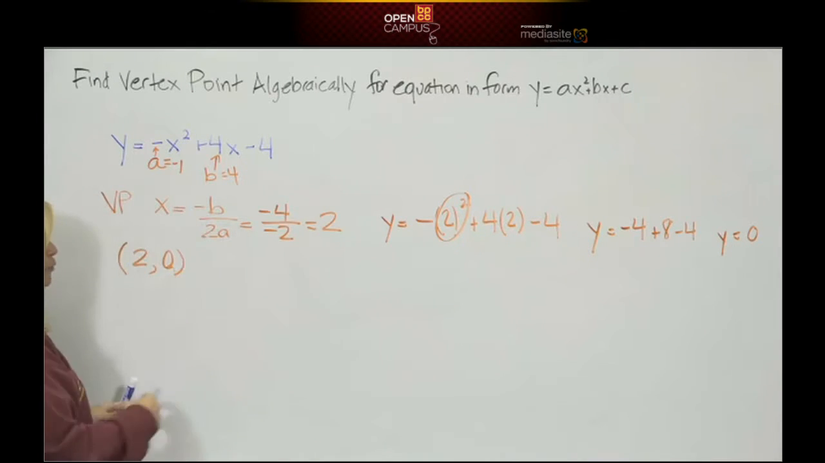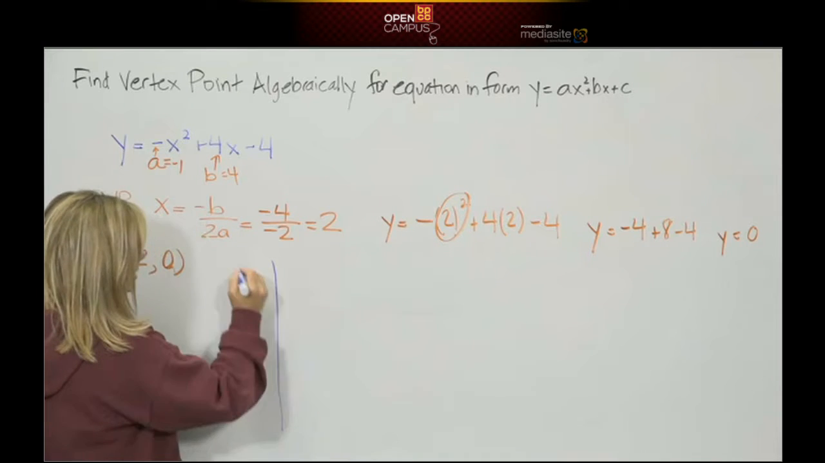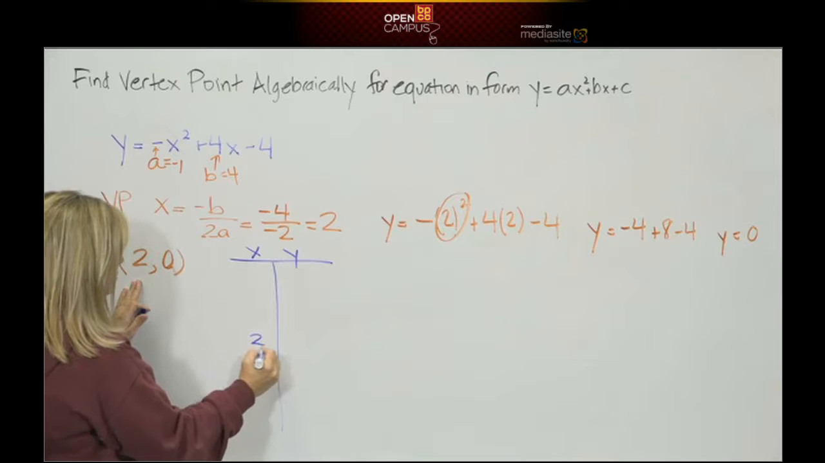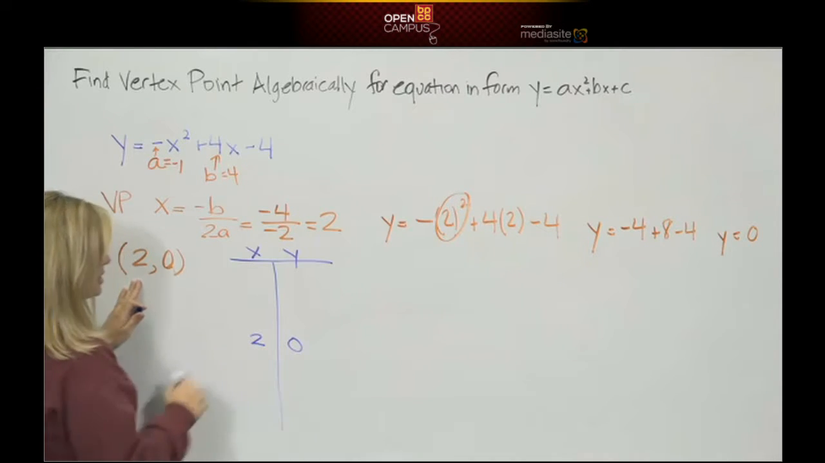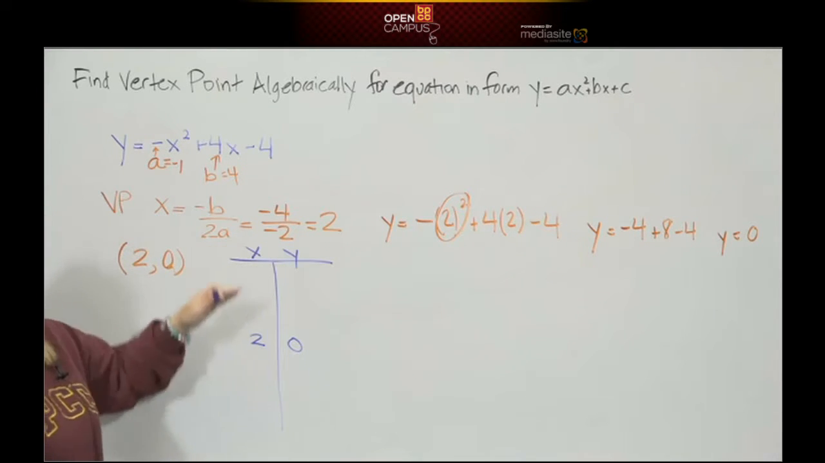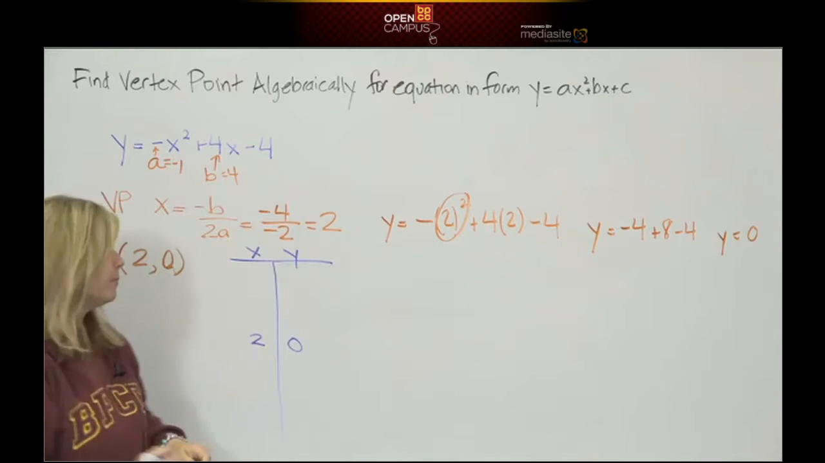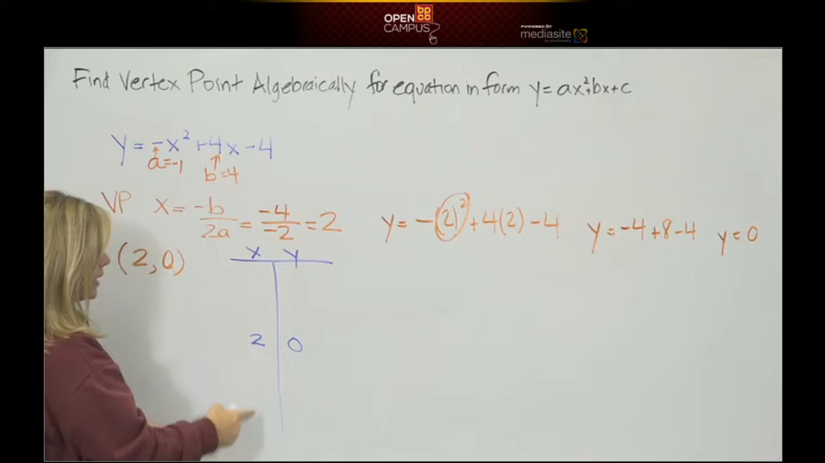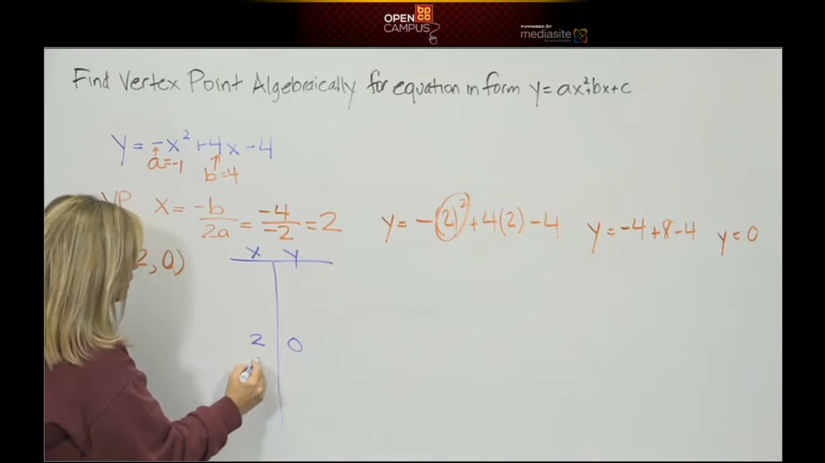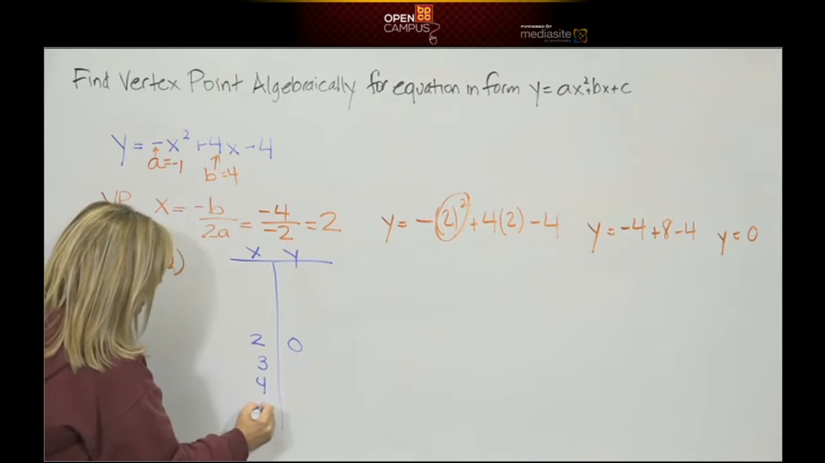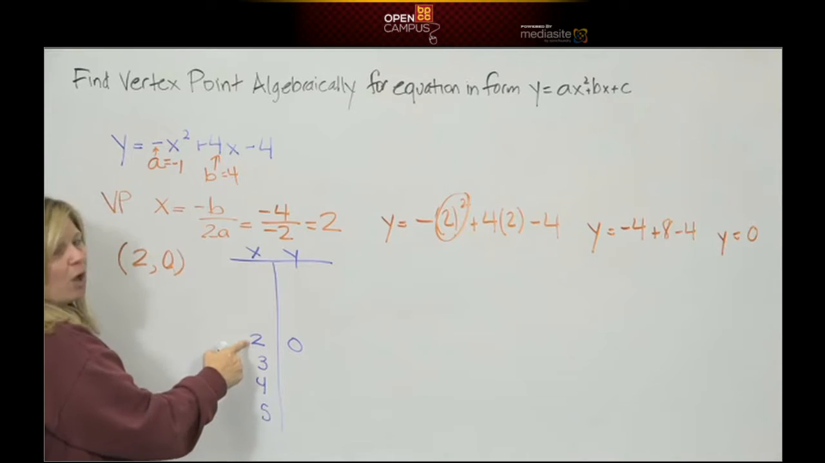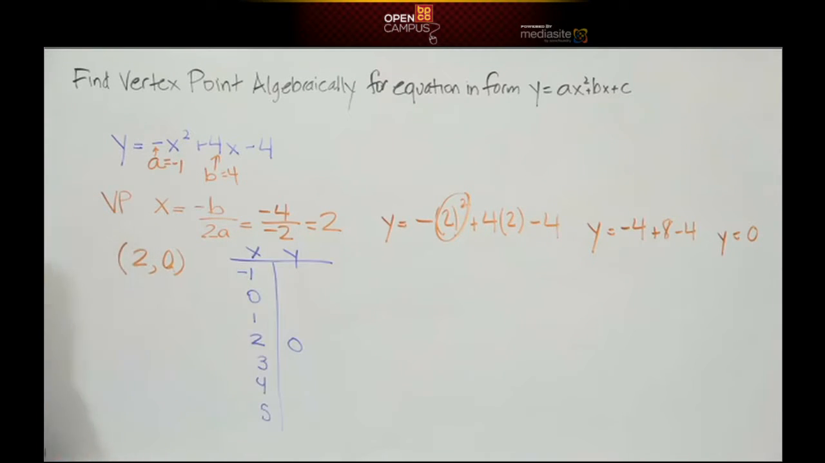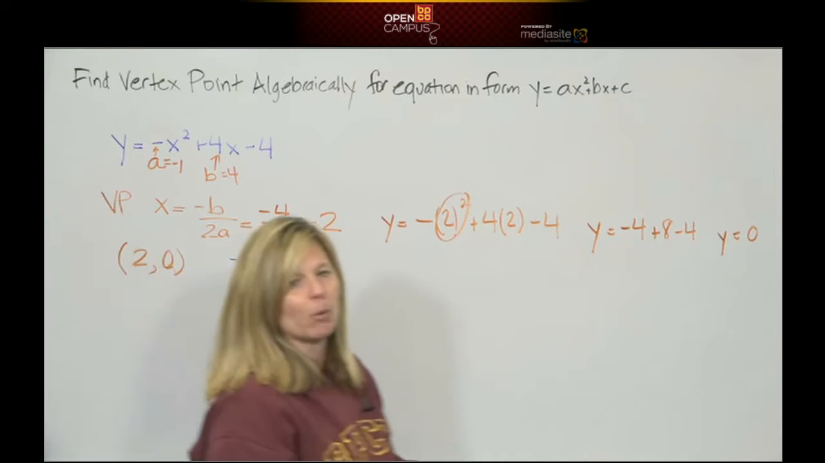Why that is helpful is now when I go to set up my t-table, I know that's the point that goes in the middle of the t-table, (2, 0). And then to get my other points that are going to be butted up, I go to the left 3 places of 2, and I go to the right. Well, going bigger than 2 would be using 3, 4, and 5. Going smaller than 2 would be 1, 0, and negative 1. And that's why you need to know the vertex point.